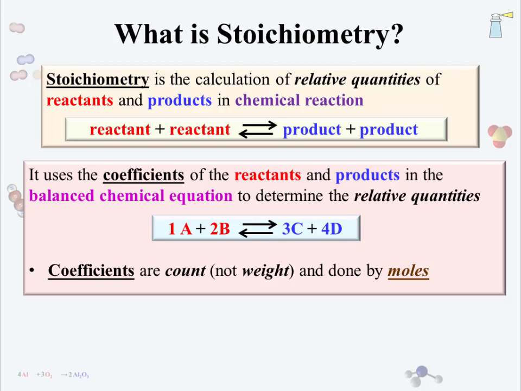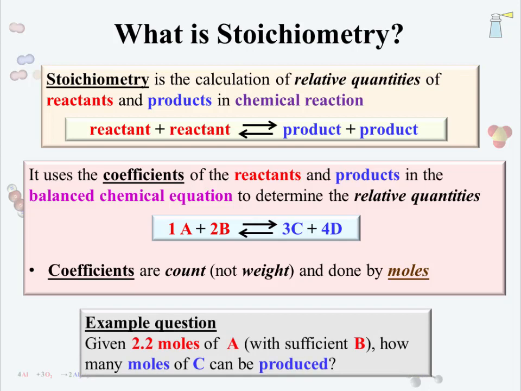The stand-in equation is read: 1 mole of compound A plus 2 moles of compound B form 3 moles of compound C and 4 moles of compound D. Importantly, the coefficients in the balanced chemical equation will never change. They are just the numerical relationship between the compounds in the reaction and are not to be taken as specific amounts.